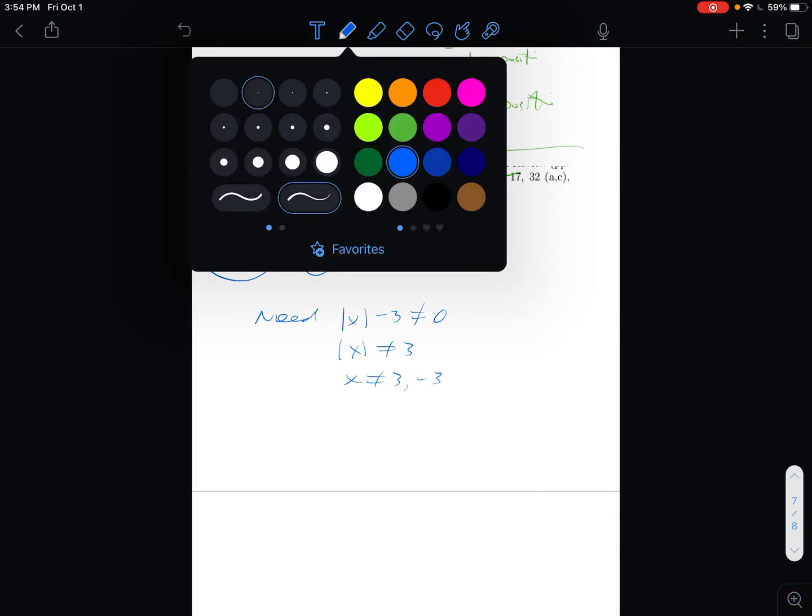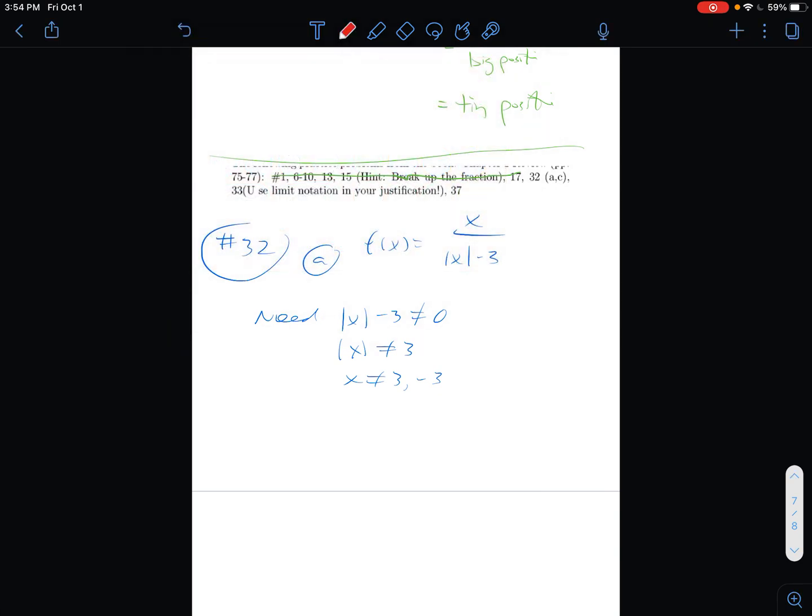So essentially this function is continuous except at those places. If you want to be really fancy, you could say it's continuous on the interval from negative infinity to negative 3, and then on the interval from negative 3 to 3, and then on the interval from 3 to infinity. I'm not too concerned with exactly how you say this, as long as you understand that discontinuities occur at negative 3 and 3.